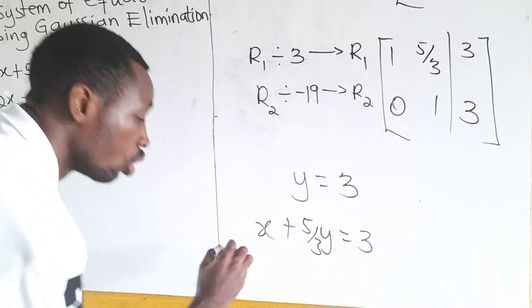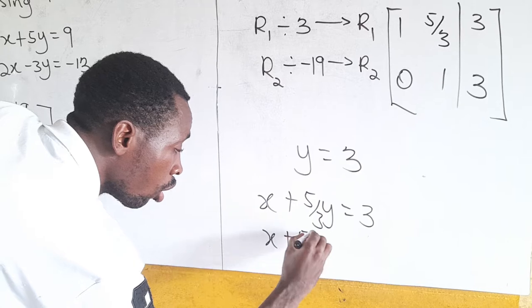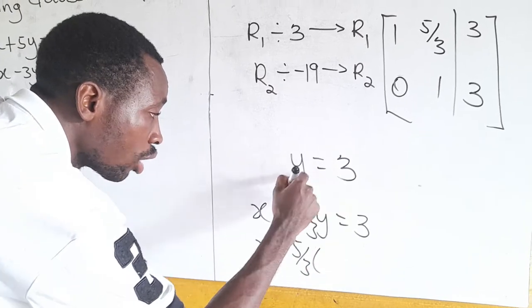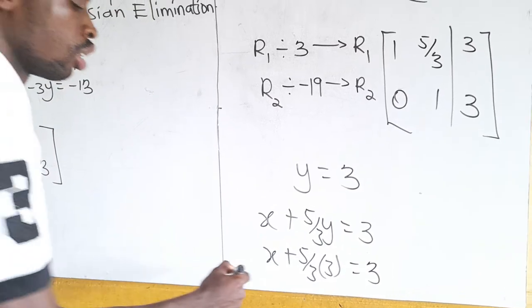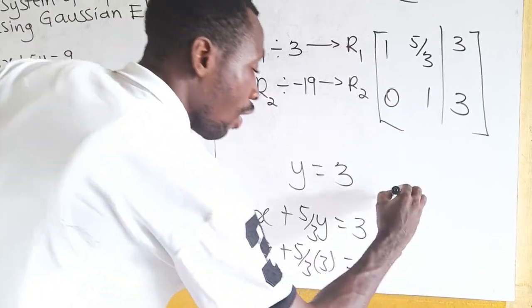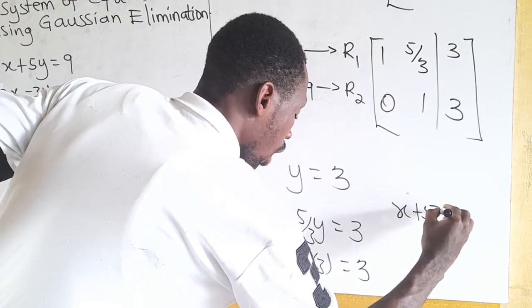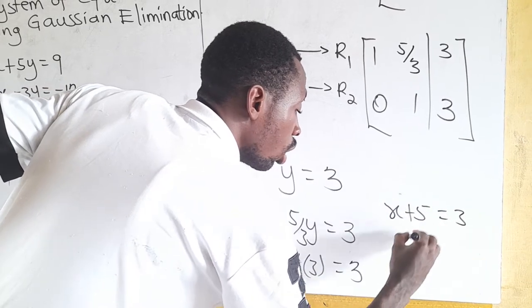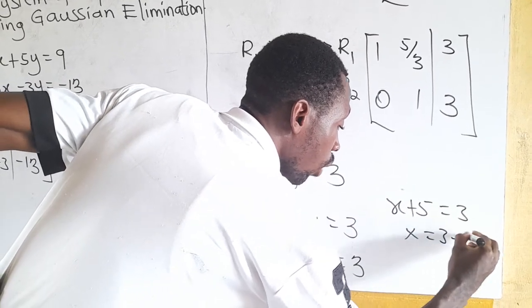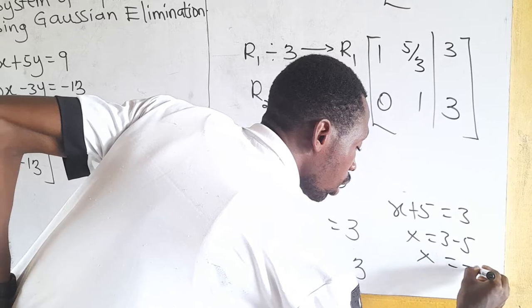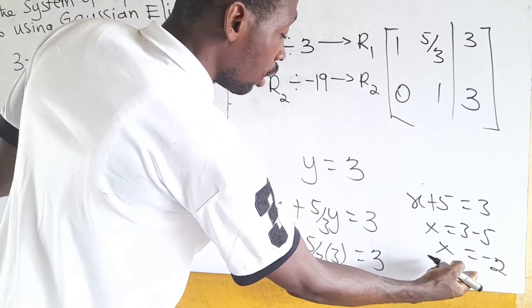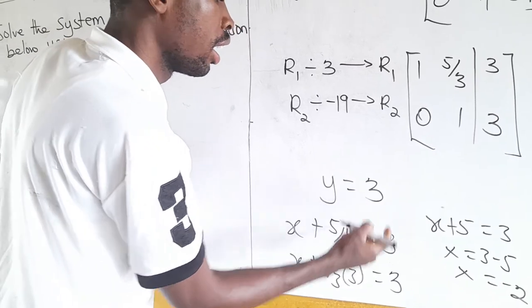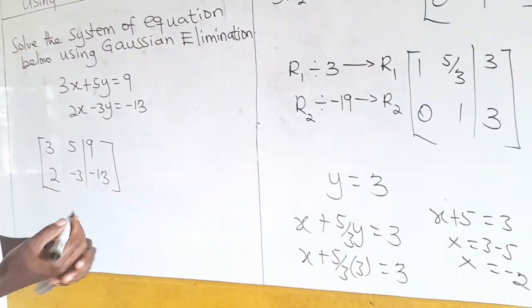Now we substitute. So x plus 5 over 3, what's y? It is 3. And it is equal to 3. So this 3 will cancel that. Our x plus 5 will be equal to 3. So x will be equal to 3 minus 5. x will be equal to negative 2. So we can say that our x is negative 2 and our y is 3. I hope you get that.